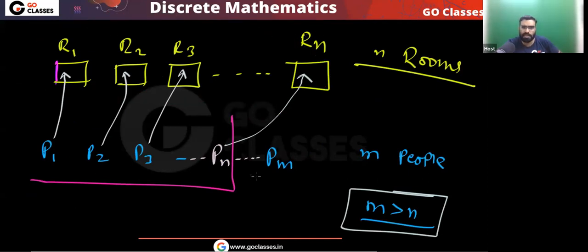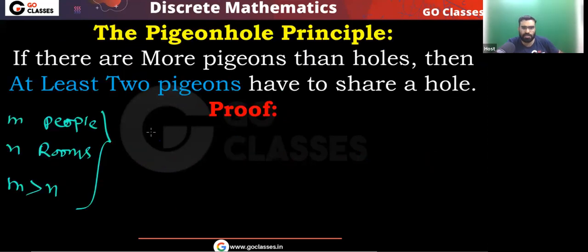So now you can easily notice where you will put these people. What will happen to these people? If you want to put these people, then definitely at least two people will have to share a room because m is greater than n. I hope this point is clear. So this is the simple proof that if you have this type of situation, we have seen the proof.